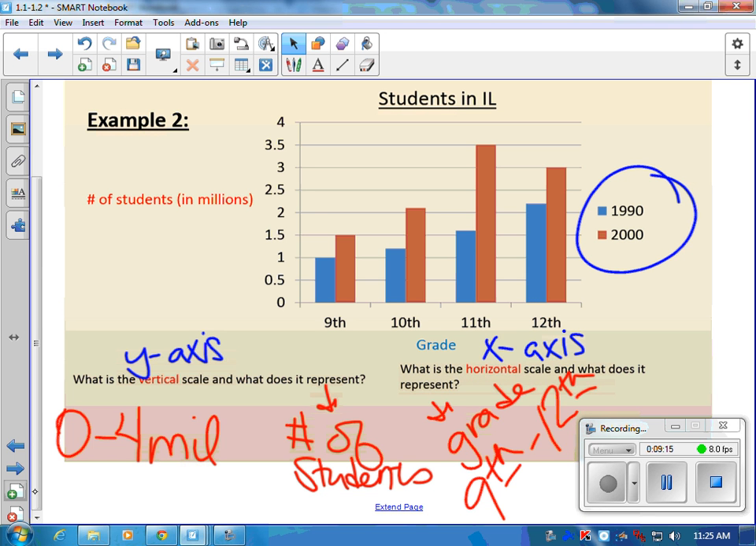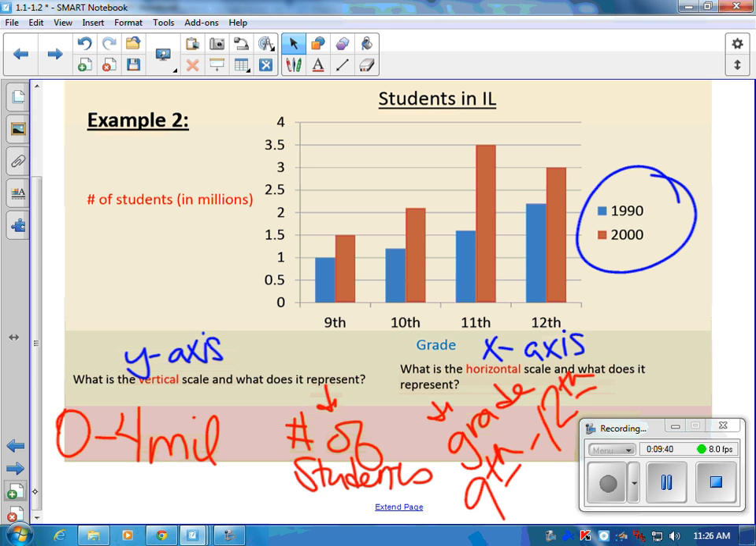So now let's look at this graph. Do we see a trend? Do we see something that is consistently happening in this graph? Okay, somebody raise your hand and tell me something we see. Joe, what do you see? In every single one of these, we have more students in the year 2000 than we did in 1990. So it's safe to conclude that over time, the number of students in Illinois has increased.